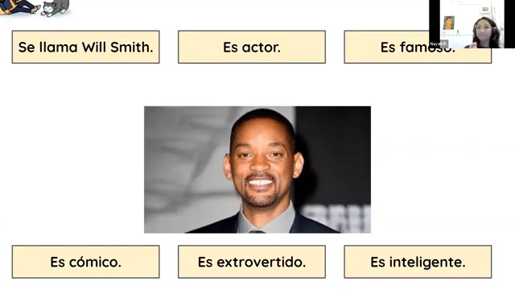Rocky Balboa. Es actor, es famoso, no es cómico. See what I did there? No es cómico o es cómico. What do you think? ¿Qué piensas? ¿Es cómico o no es cómico? ¿Es extrovertido o no es extrovertido? When you want to say the negative of a sentence, you just insert the no at the beginning.